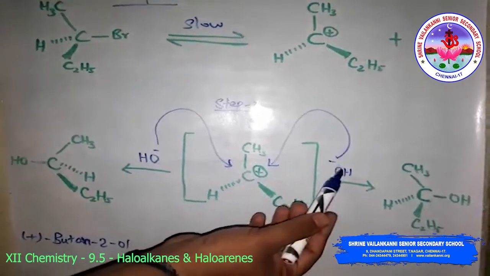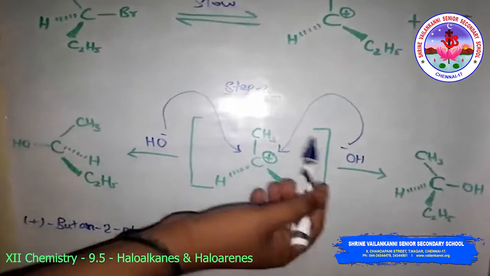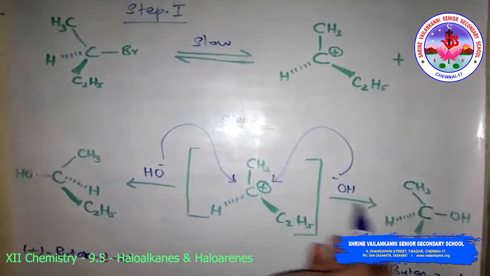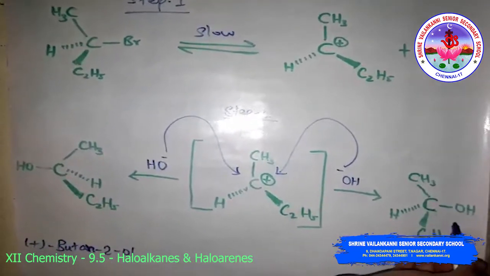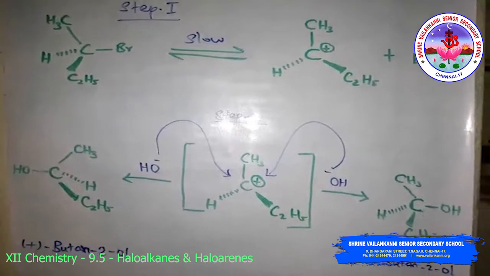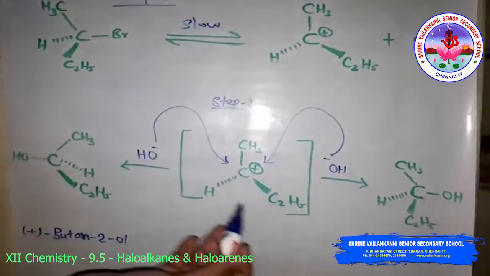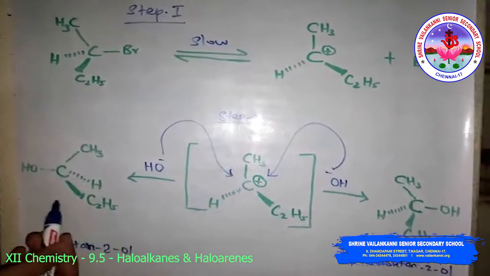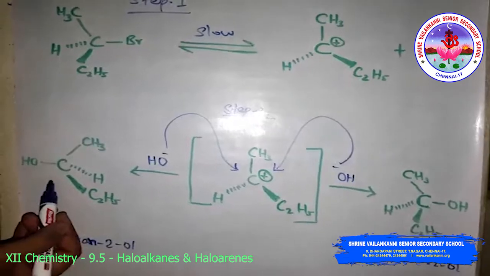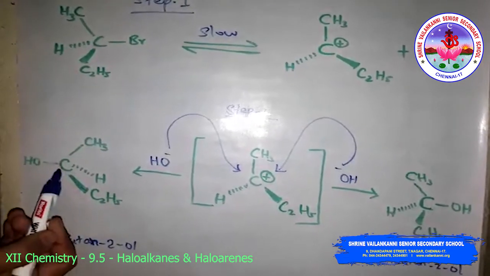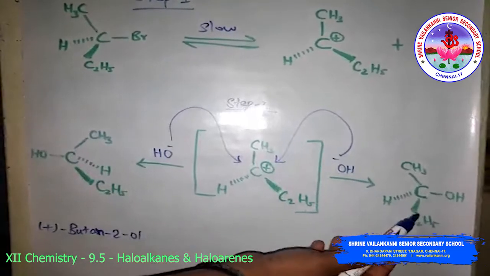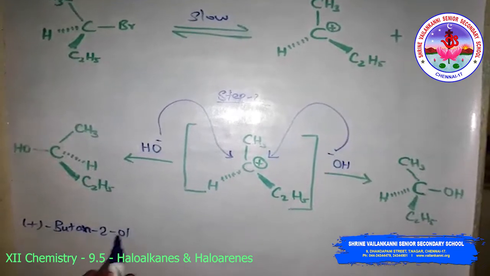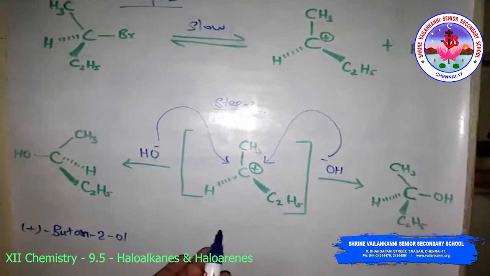Look here. The OH is attached here. It attacks this carbon atom, stabilized by the positive charge. It gives this, then gives minus butan-2-ol. Suppose the OH attacks on this side, it gives this. So this is the inverted configuration and this is the retained configuration. That is plus butan-2-ol and minus butan-2-ol.